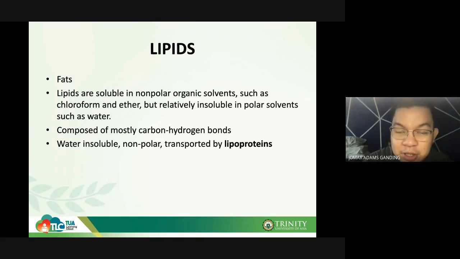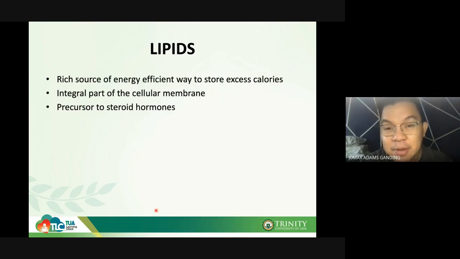Going back to your lipids, similarly to your carbohydrates and your protein, they are also composed of carbons. But for lipids, they are composed of mostly carbon-hydrogen bonds, which we will be discussing later. Generally, once again, your lipids are water insoluble. When we say water insoluble, it is synonymous to nonpolar. So get acquainted with these terms because you'll see them more often in your exams and in your quizzes. Again, they are insoluble or nonpolar. That's why they need to be transported by your lipoproteins. So generally, these are our lipids, and they can be of different forms. But generally, your lipids are a rich source of energy and an efficient way to store excess calories.